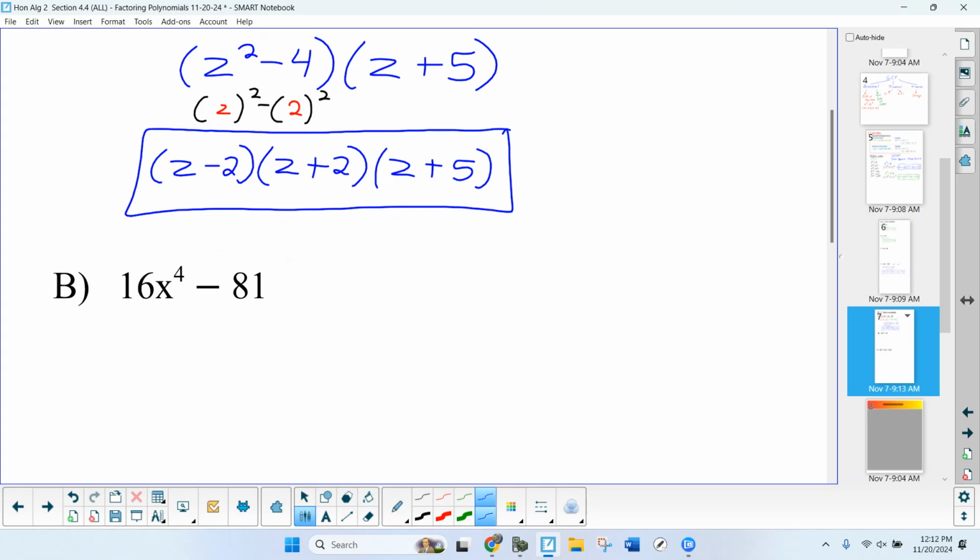I'm going to tell you there's not one. Okay, so check, but there's not. Okay, so now you have a binomial, so you have a minus, so you've got to ask yourself, do I have a difference of squares or maybe a difference of cubes?